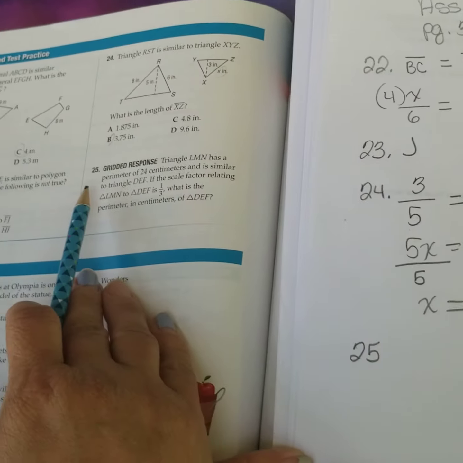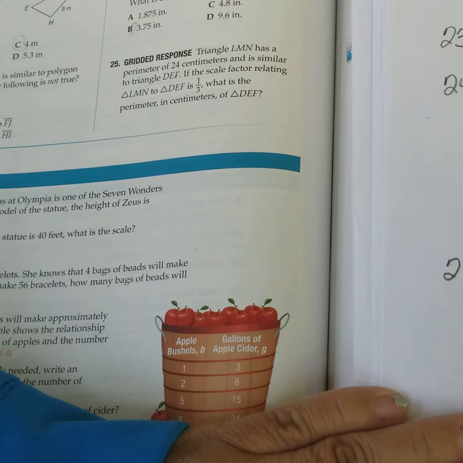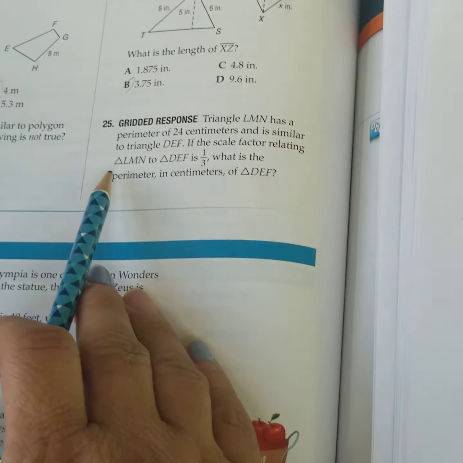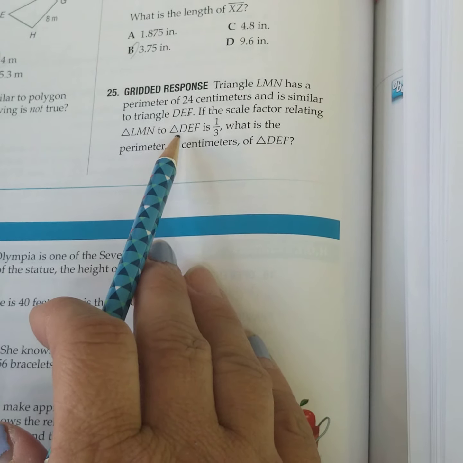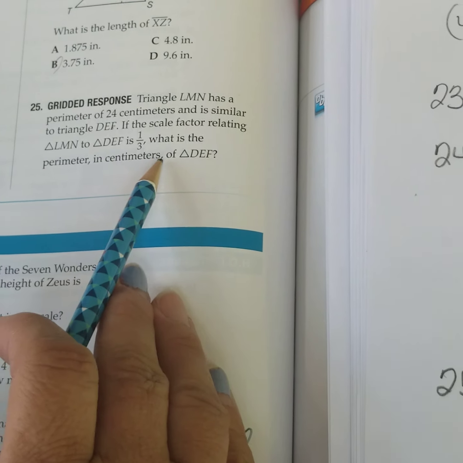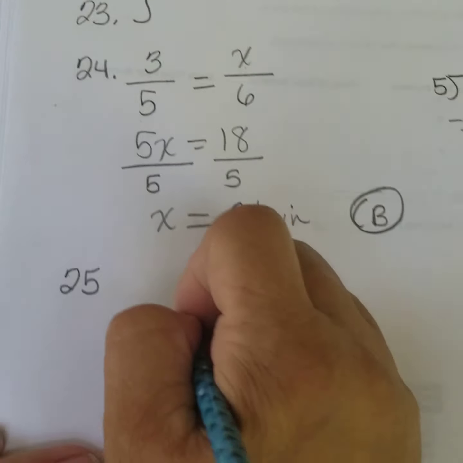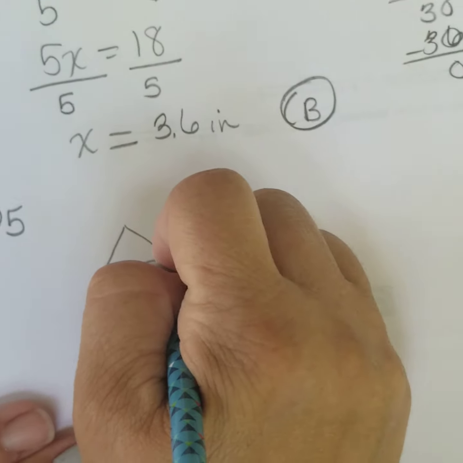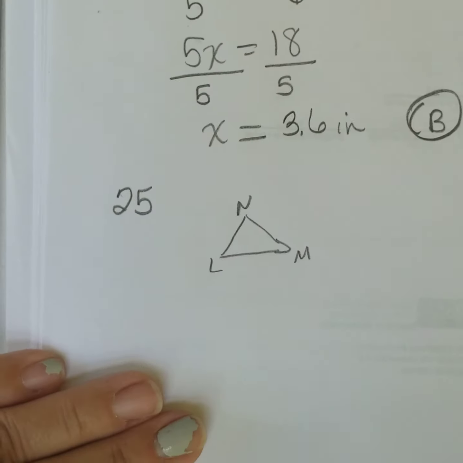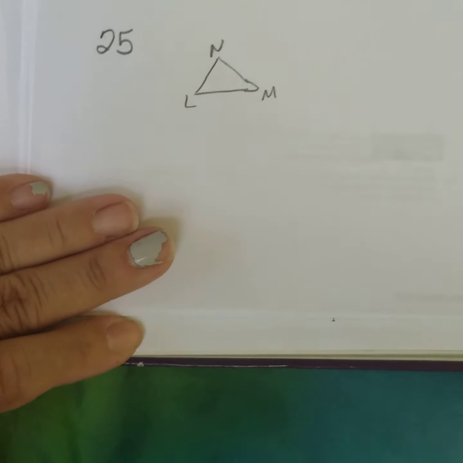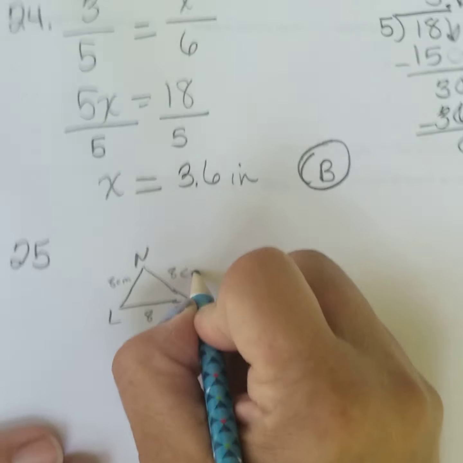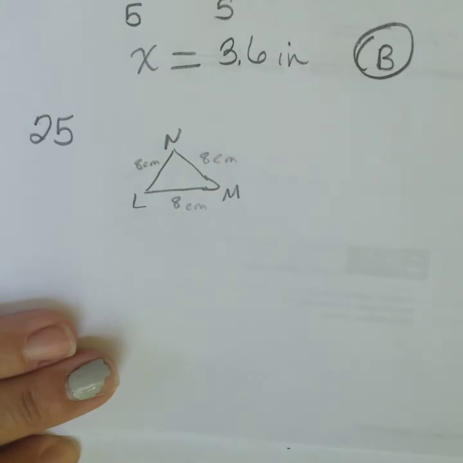Triangle LMN has a perimeter of 24 centimeters and is similar to triangle DEF. If the scale factor relating triangle LMN to triangle DEF is 1 to 3, what is the perimeter in centimeters of DEF? All right, so here we'll draw a picture because it always helps when we draw a picture.